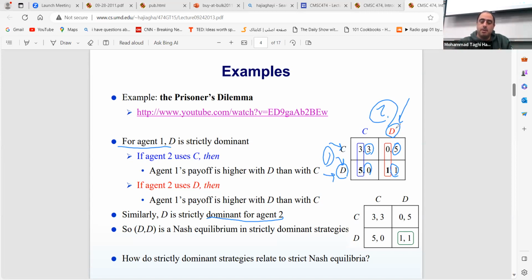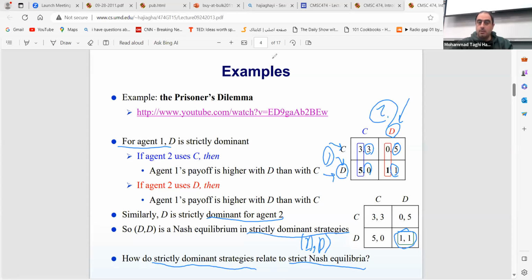So what's the meaning of that? Because of what I have mentioned, in this case DD would be a strictly dominant strategy profile. And it is strict because the choices you have are not equal: 5 versus 3, and 1 versus 0. So we have DD, which is a strictly dominant strategy profile, and it gives 1, 1. And as discussed, if we have strictly dominant strategies, then they also form a strict Nash equilibrium, because any other option you will lose.